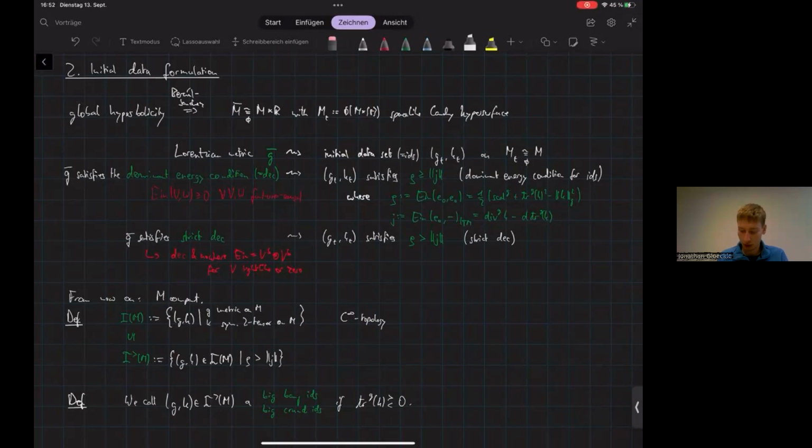And the dominant energy condition, I said that this term here should be non-negative for all future causal V and W. When we look at the definition of rho and J, this implies that rho has to be larger or equal than the norm of J in particular. This condition, that rho is larger or equal than the norm of J, is known as the dominant energy condition for initial data sets. For technical reasons, we are going to work with a condition that is slightly stronger. That is the strict dominant energy condition. The only difference is that we want rho to be strictly larger than the norm of J.